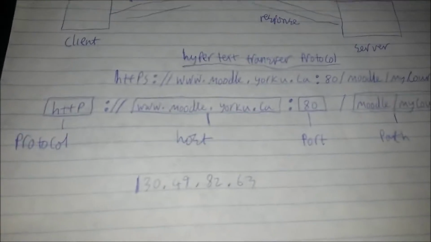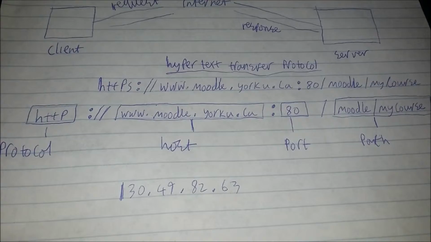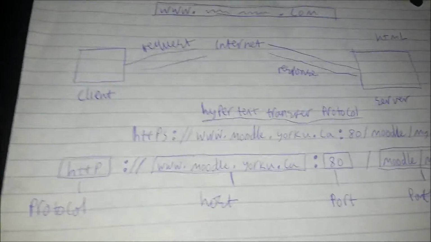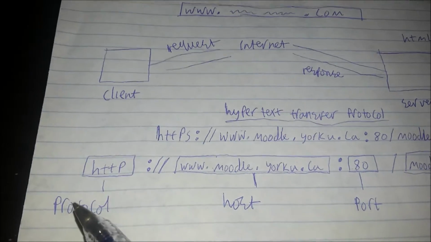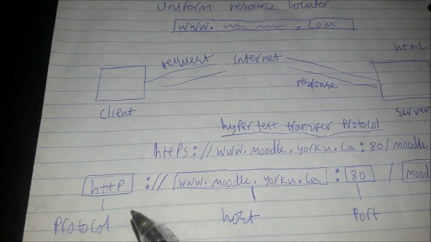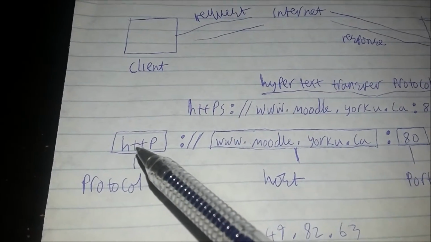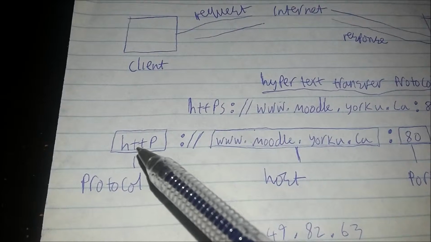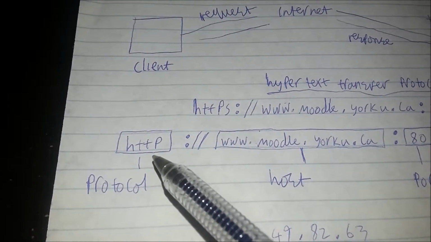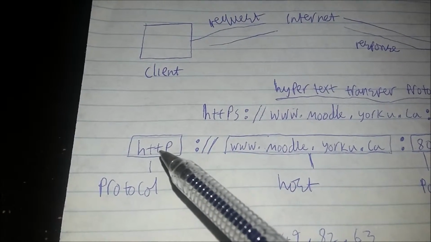So now I will explain the individual components of the URL. The first component we're going to talk about is the protocol. Some people call it the scheme as well, but its actual name is the protocol. And the protocol is basically what type of URL this URL is. So we can say that from our example, we know that it's a HTTP type.